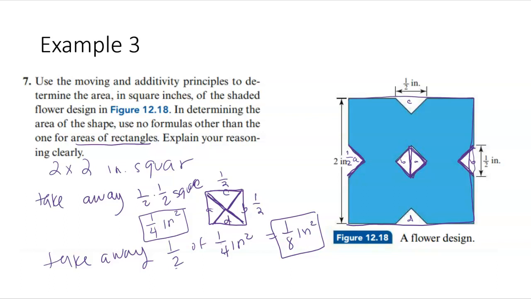So then, okay, 2 by 2, that's a 4-inch square. So I've got 4 square inches minus 1/4 minus 1/2. So that is going to be 3 5/8 square inches.